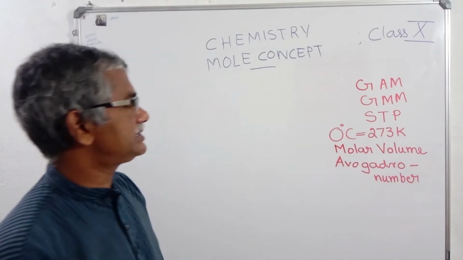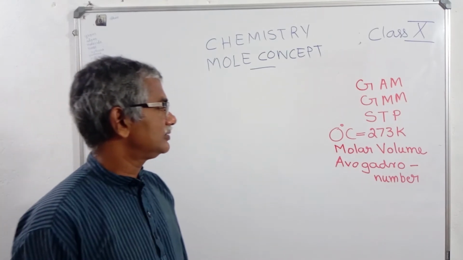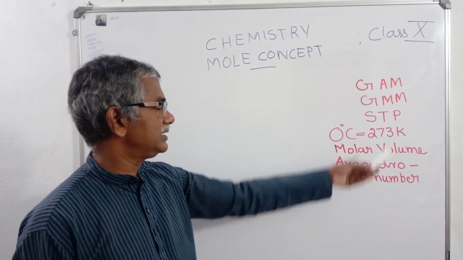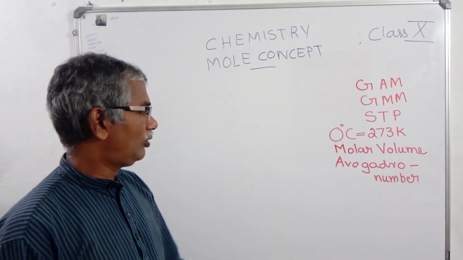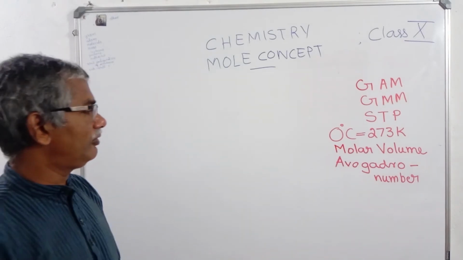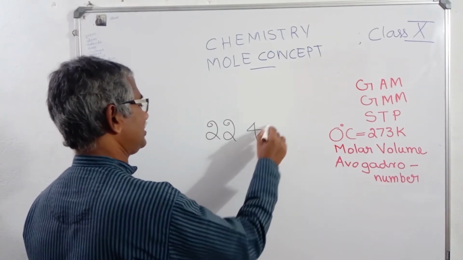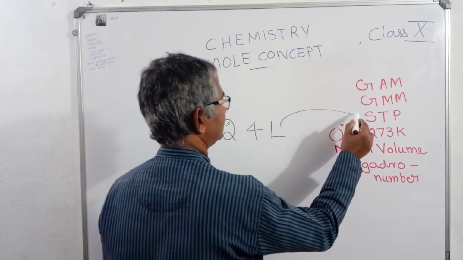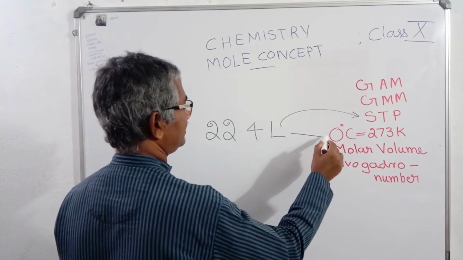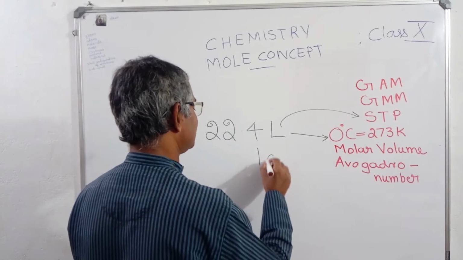STP means standard temperature and pressure. The pressure will be 1 atmosphere. Temperature will be 273 Kelvin. Molar volume, that will be 22.4 liter of gas. 22.4 liter of gas at STP. So the temperature will be 0 degree and the pressure will be 1 atmosphere.